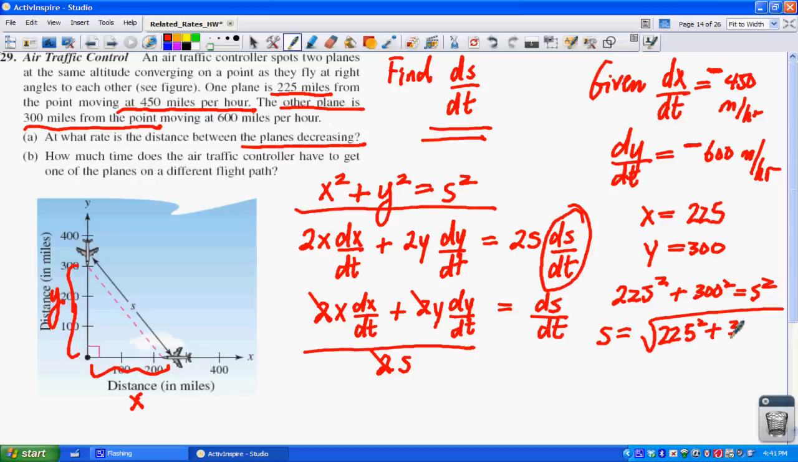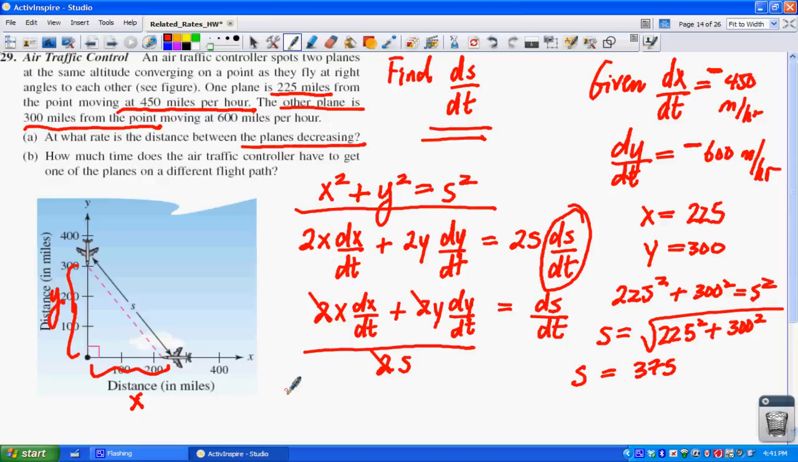Now, I don't have a calculator handy, but I do have the solutions manual handy. So s should work out to be, according to the solution manual, 375. When you do all the number crunching, you're going to get s equal to 375. So now we got s, we got x, we got y. It's all a matter of plugging all of that information into this formula that they have in the book.